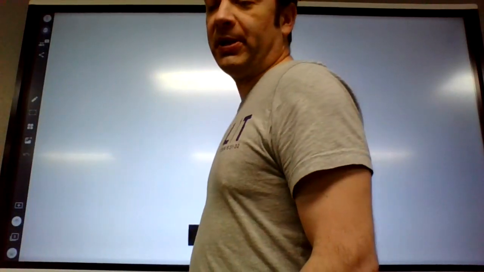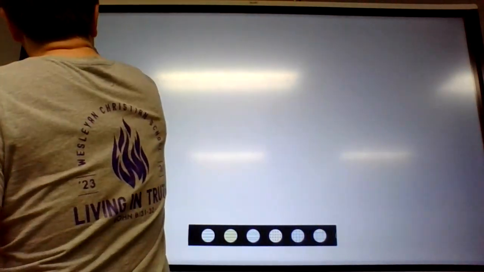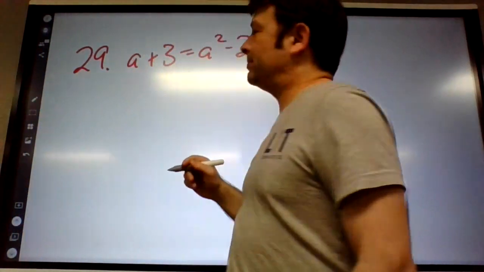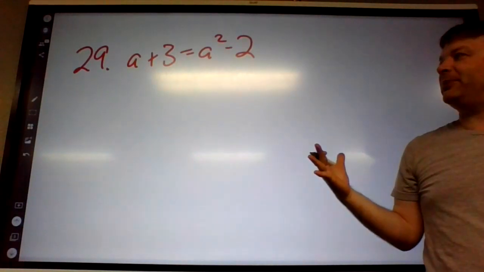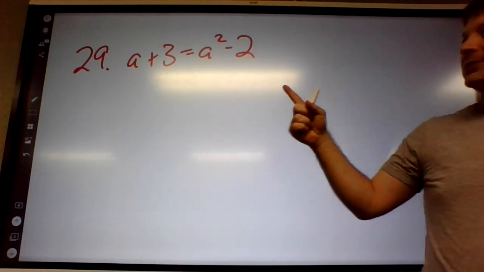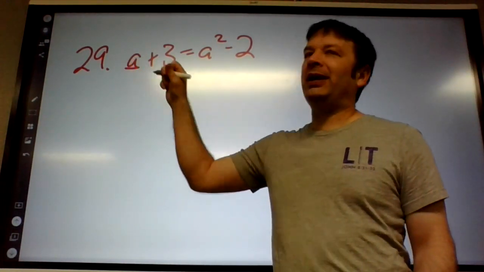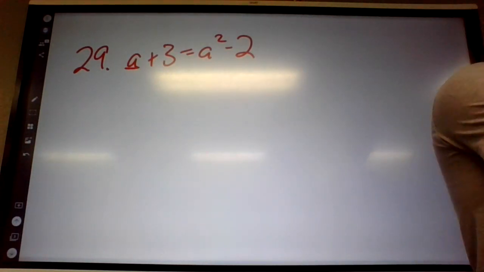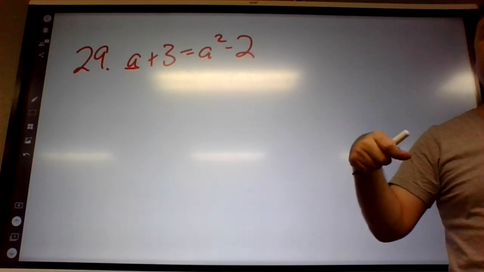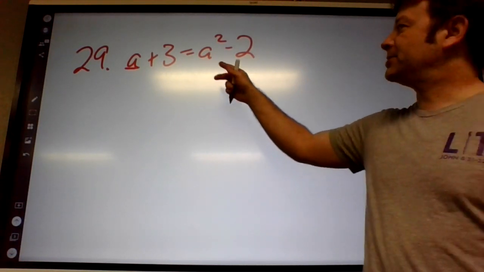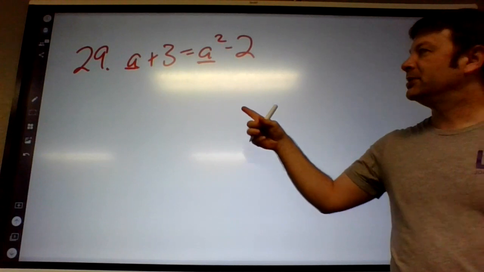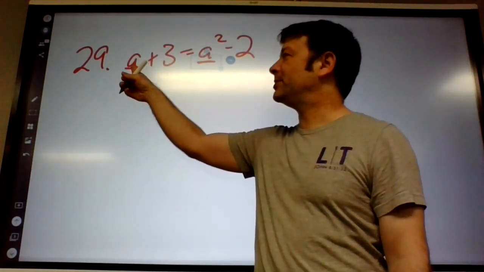Okay, so on 29, we got a plus 3 equals a squared minus 2. So can we just get a squared by itself here and then square root? No. Why not? Because we also have an a. So what we want to do is move everything to one side and either factor it or use quadratic formula. Since the a squared is on the right side, I think I'm going to try moving everything to the right. Usually you want a squared to be positive. Makes it a little bit easier.